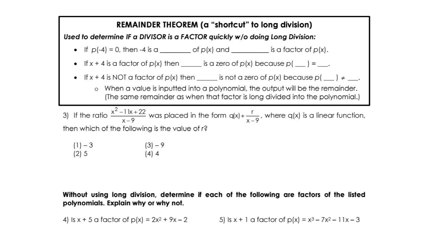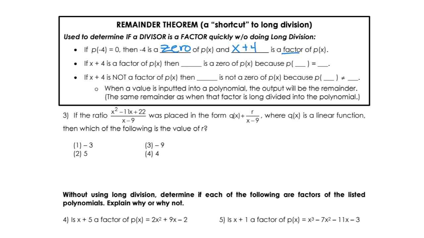Okay, so remainder theorem, which is a shortcut to long division, used to determine if a divisor is a factor quickly without doing the long division. So in the first bullet, it says if p of -4 equals 0, then -4 is a solution or a root or a 0 or an x-intercept. Okay, we'll go with 0 of p of x. And if we turn that x equals -4 into x plus 4, then that would be a factor.